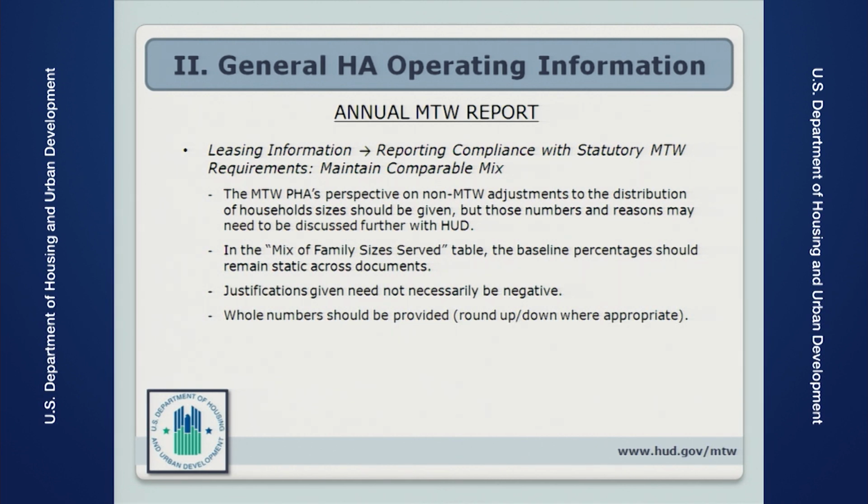Those would be the same numbers that are used to calculate your initial baseline in the baselines notice for tracking the number of families served. So you would use those same numbers to get your initial baseline. And then you would incorporate any non-MTW adjustments from your time of entry into MTW until the present. Then you would have a raw number of household sizes to be maintained, and you would convert that to a percentage, and that would become your adjusted baseline in that first table.